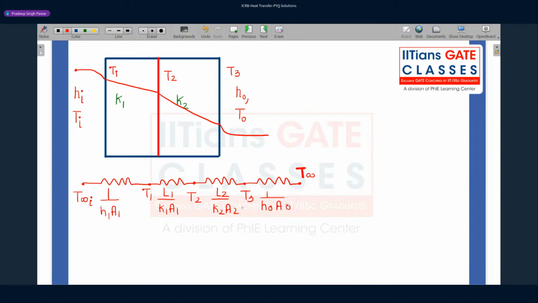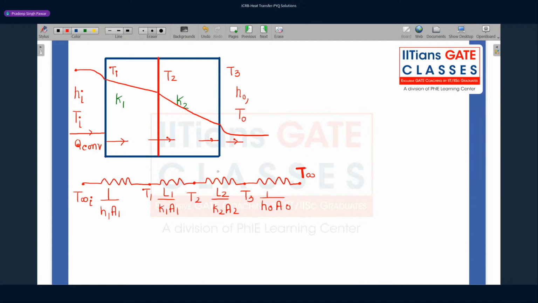Now areas are the same. He's asking us to find out what is T2. Okay. So whatever heat is getting convected, the same heat is getting conducted, conducted, and finally getting convected.